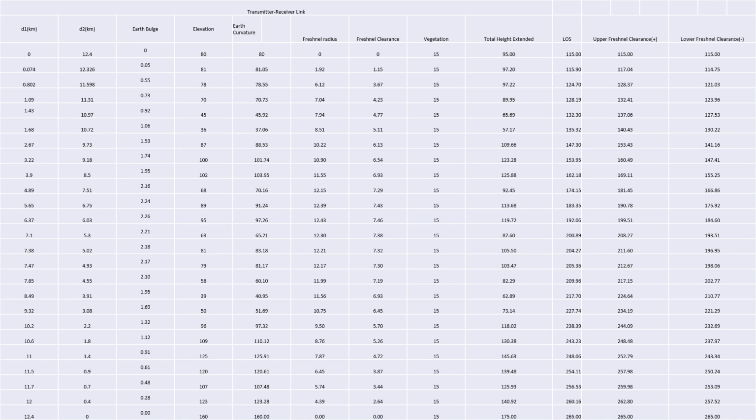So the formula used in the Fresnel radius is 17.3 times the square root of d1 times d2 over frequency times the total distance. And for the Fresnel clearance, it is 0.6 times the Fresnel zone that we computed.